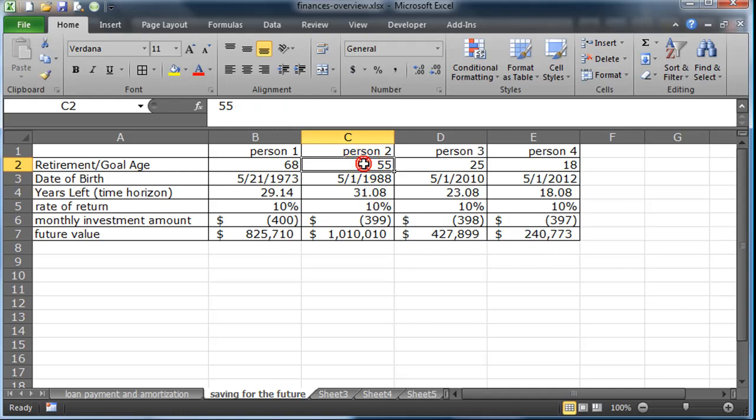They want to retire at 55. We'll do those also at $400 a month. $1 million. Okay. Person 3 is younger. They're just a couple years old. They're just 2 years old.